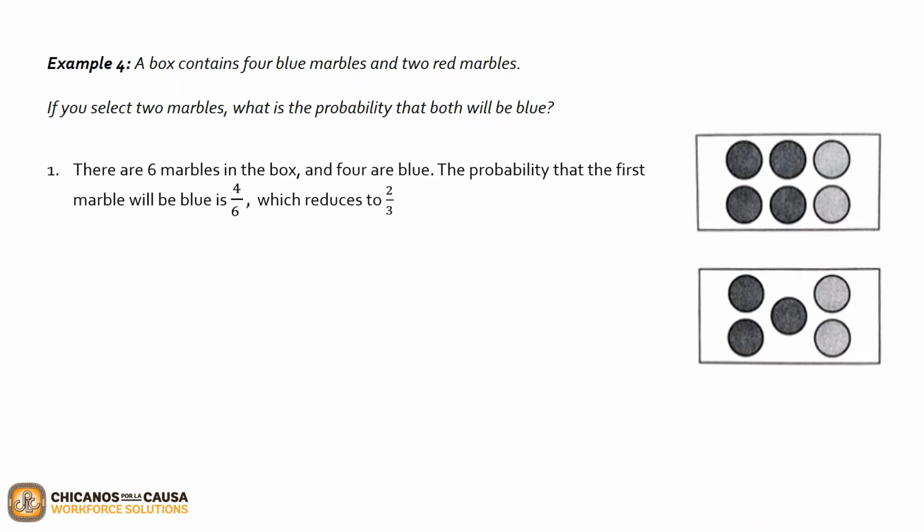So there are 6 marbles in each box, and 4 are blue. The probability that the marble will be blue is 4/6. This reduces to 2/3. So how do we know this?